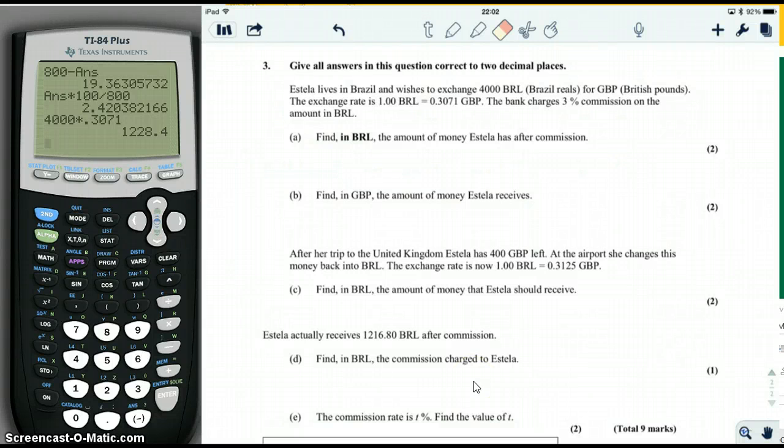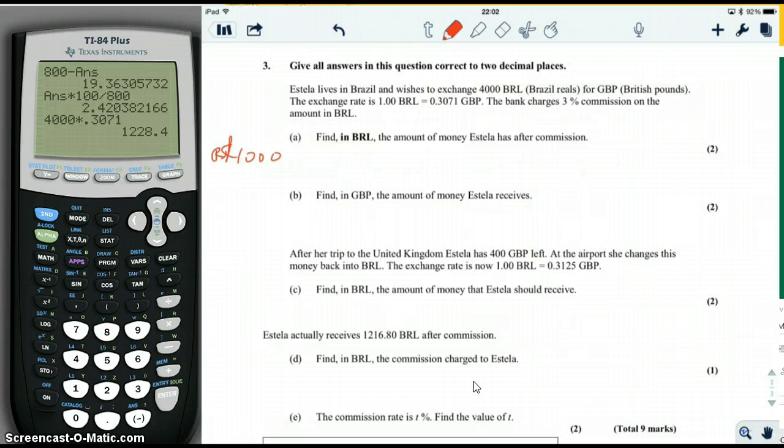Okay, in this problem, instead of having a different exchange rate depending on which direction the Brazilian reais or the GBP are going, now you're going to have a commission, which is always subtracted off when you do the transaction. So, first part, find in Brazilian reais the amount of money Estella has after commission. Well, she starts out with 4,000 reais, okay?